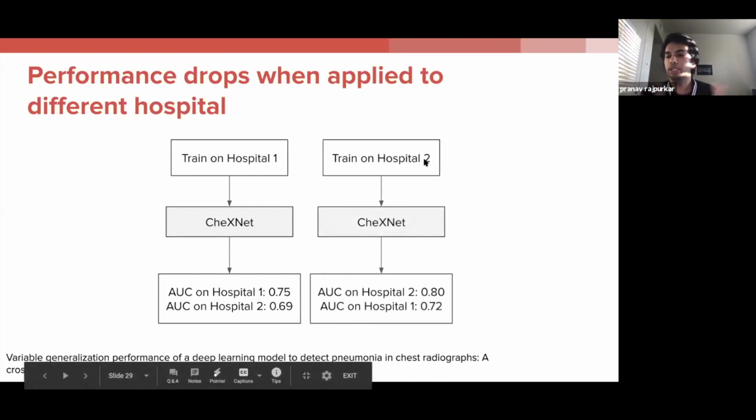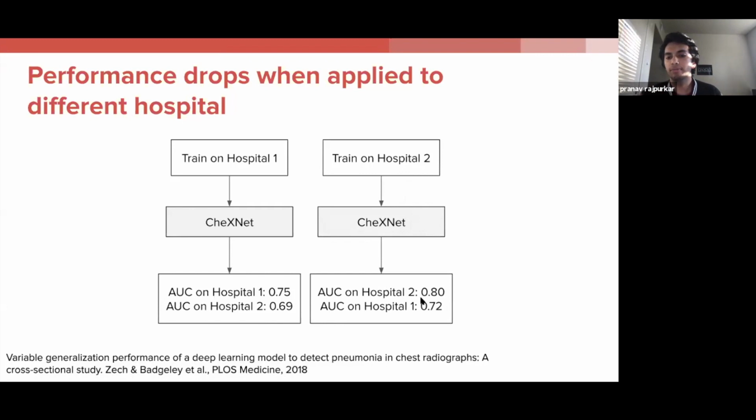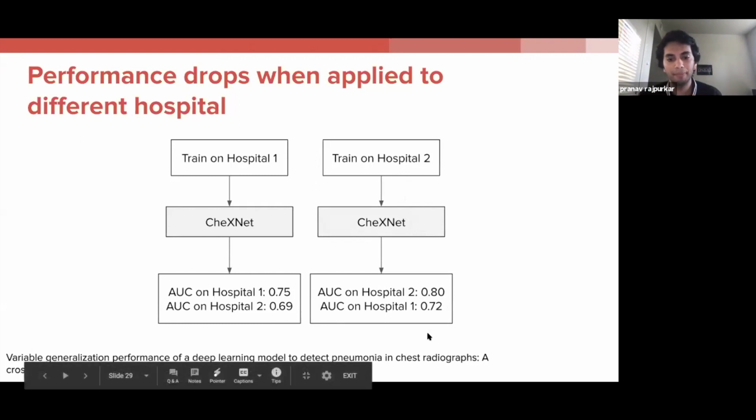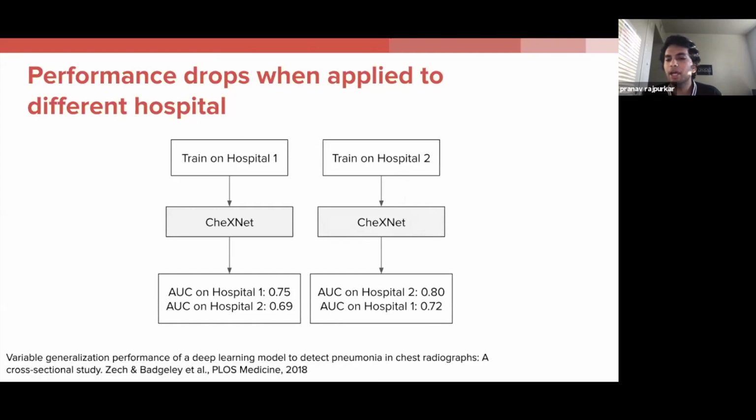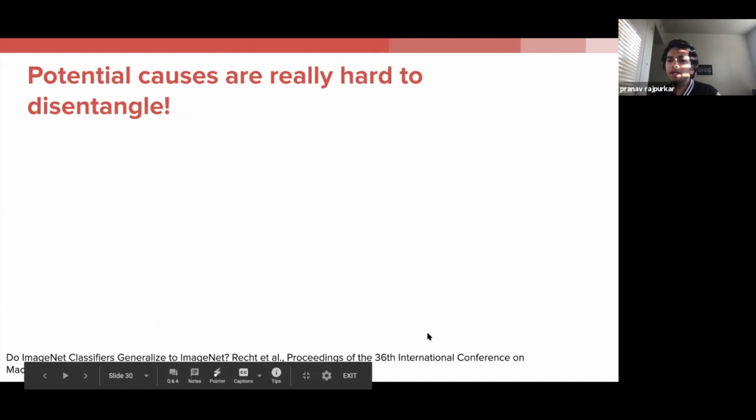I'll say, let's only look at hospital 2, train a model, and let's look at performance now in hospital 2 and how it generalizes to hospital 1. And again, there's a drop. So what is this saying? This was getting at, okay, you apply things to another hospital, it just doesn't work that well. And it's really hard to try to think about why this might be.